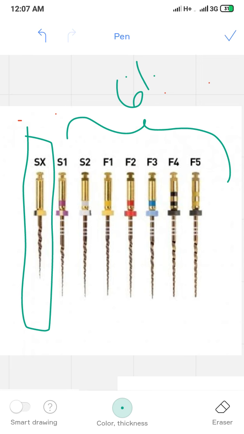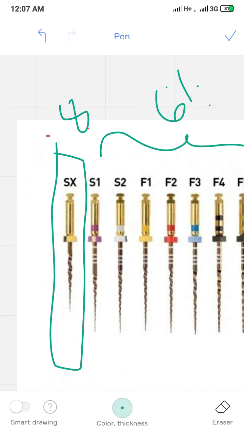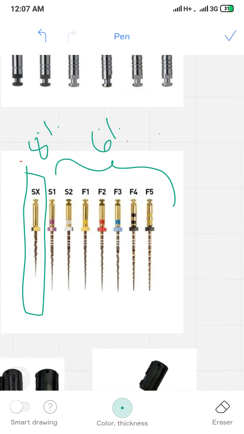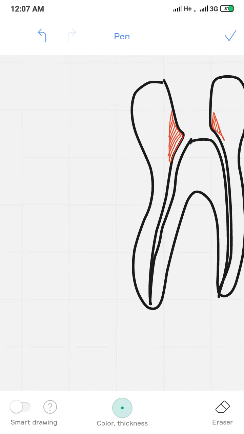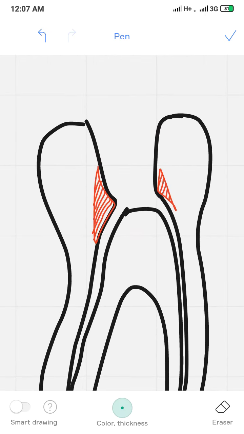The SX especially have an 8% taper. Sorry, I misspoke, 8% taper, and this high taper does what? It actually removes, when you use this SX or other orifice opener burs, this dentinal triangle, and when it is gone, your file will actually have a straight line access.